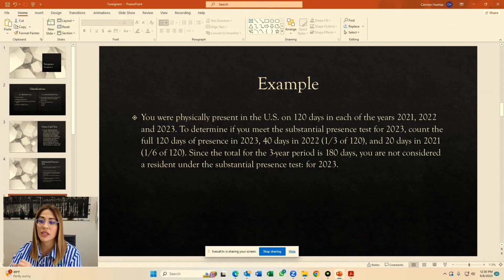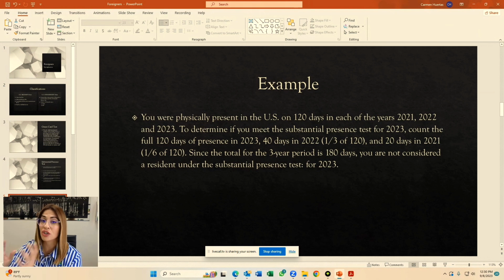120 days in each of these years, 21, 22, and 23. So to determine if you meet the substantial presence test, you're going to count, you were here 120 days in 23, but only 31 of those days count, okay? And then you're going to count, out of the 120, a third of the days of 120, so 120 divided by 3 is 40 days in 2022.